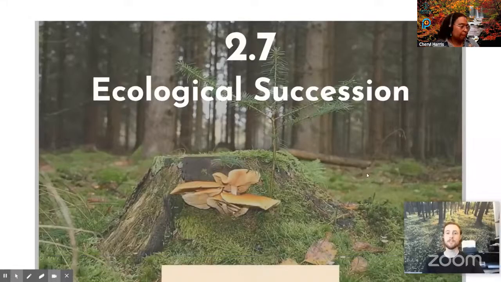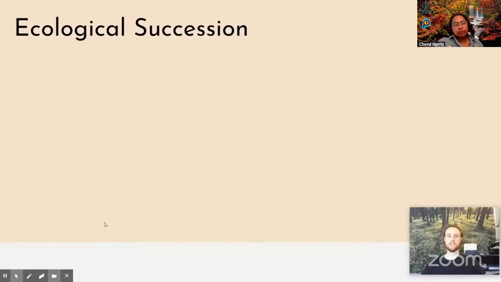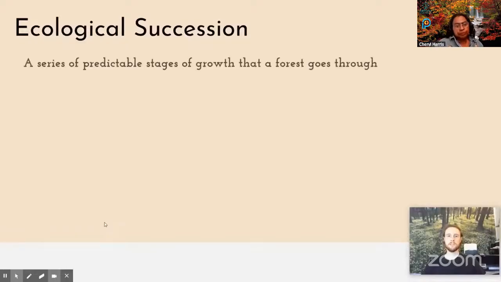We'll be covering topic 2.7, which is ecological succession. Our objective for today's video is to be able to describe what ecological succession is, but also to describe the different effects that ecological succession has on an ecosystem's structure. The skill that we'll be practicing at the end of today's video is a data analysis skill, and it will involve looking at a set of data and trying to draw conclusions based on the trends we see in those data. So ecological succession refers to a series of predictable changes that occurs in a forest ecosystem.